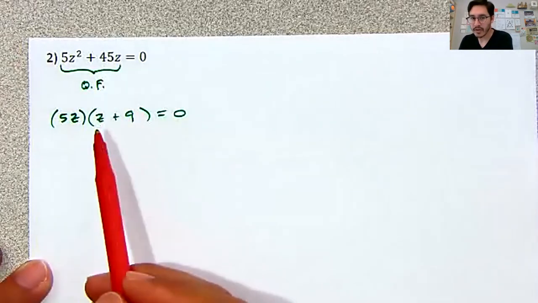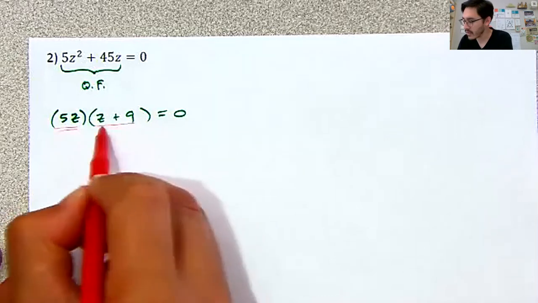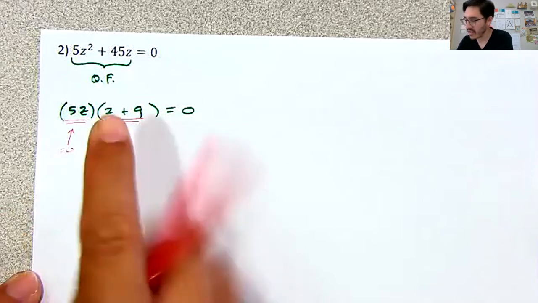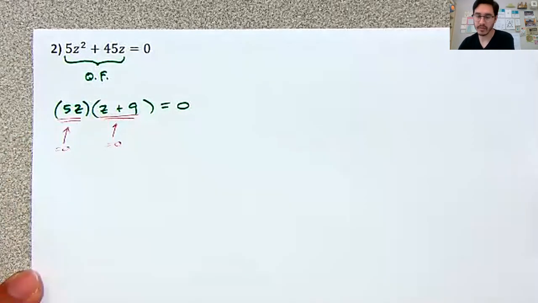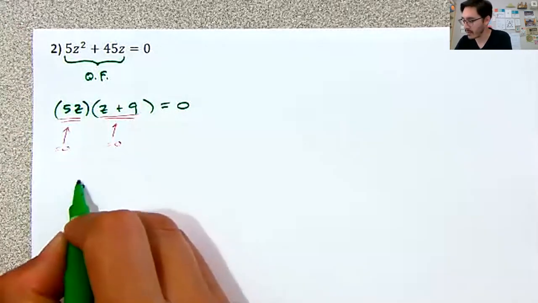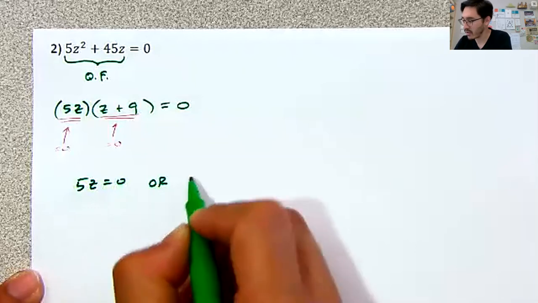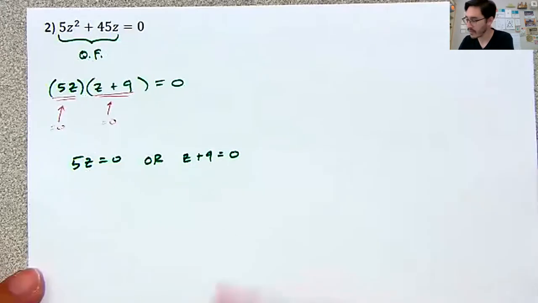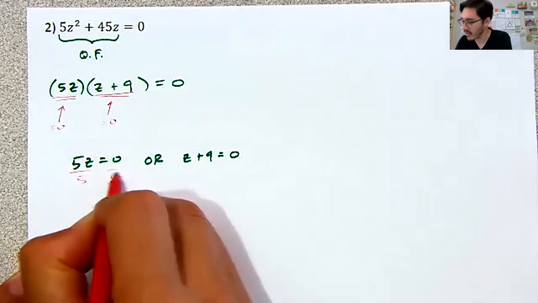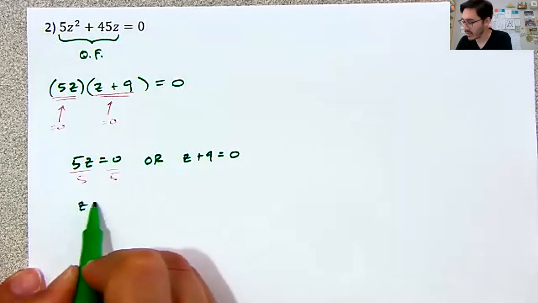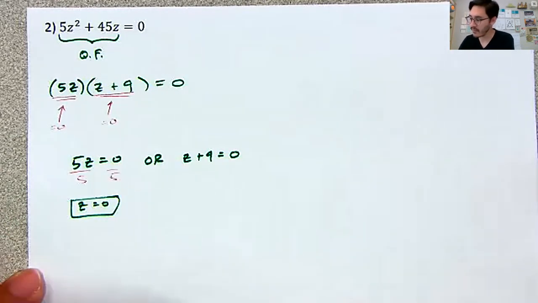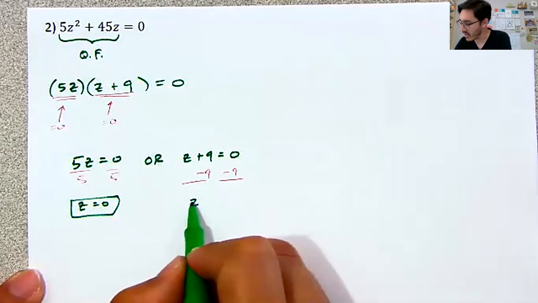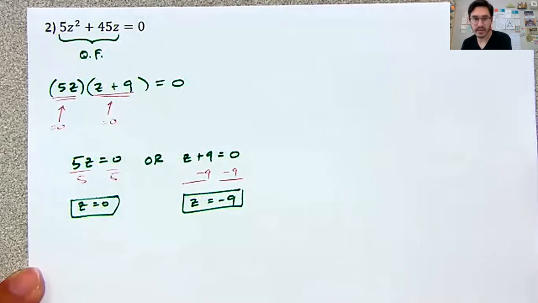So now that we have the quadratic function factored, and we know that the product is 0, then we can safely say that one of these two factors is equal to 0. So perhaps it's 5z that's equal to 0, or possibly it's the z plus 9, which is equal to 0. Okay. Either way, let's solve. Okay. Divide by 5, and we get z equals 0. Subtract 9, and we get z equals -9.